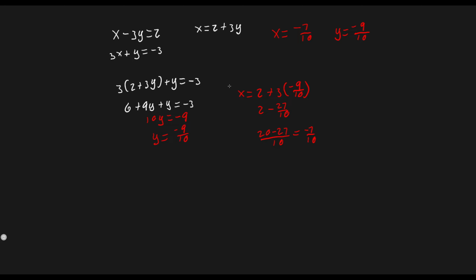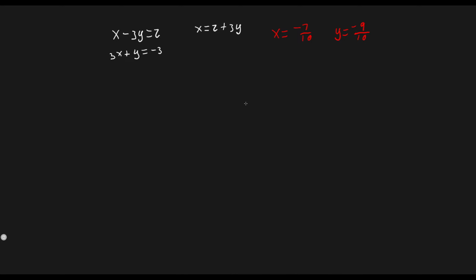So let's go ahead and verify those solutions. So we have negative 7 over 10 minus 3 times negative 9 over 10, where we get negative 7 over 10 plus 27 over 10, which is the same thing as 20 divided by 10, which is equal to 2. That verifies our first equation, so we can check mark that.